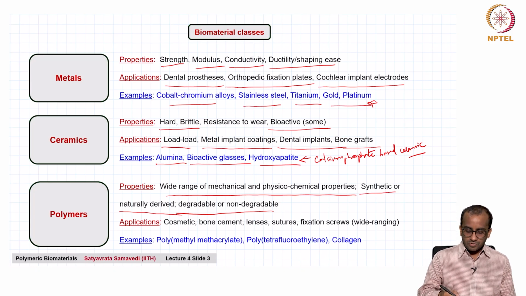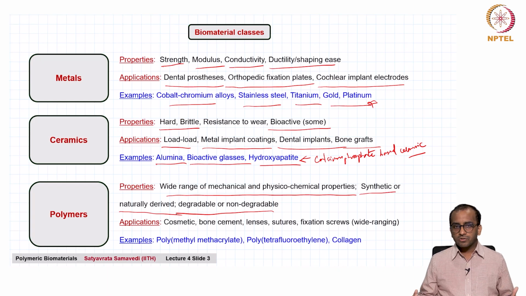And so because the properties are so wide ranging, the applications also are pretty wide ranging. You can have something as straightforward as a cosmetic application, to bone cement, to lenses, sutures, fixation screws. You see that the applications are as wide ranging as the properties.